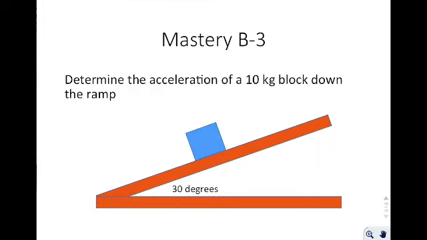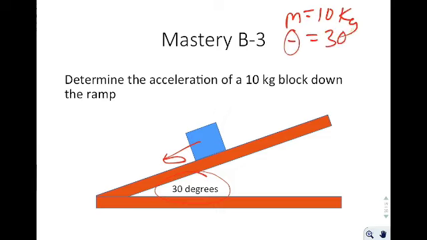And finally, for the mastery level question, this says determine the acceleration of a 10 kilogram block down the ramp. So I've got a 30-degree ramp. I want to know what the acceleration of this particular object is. Now this is a tough example and your teacher may choose to exclude it, but let's go through it. You have a mass of 10 kilograms. You have an angle of 30 degrees.